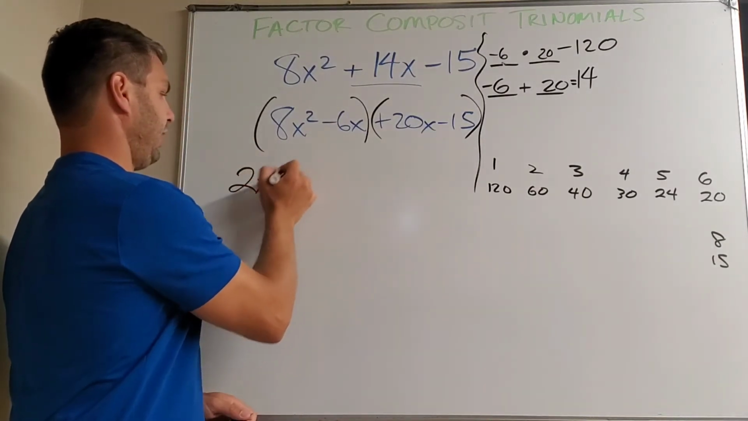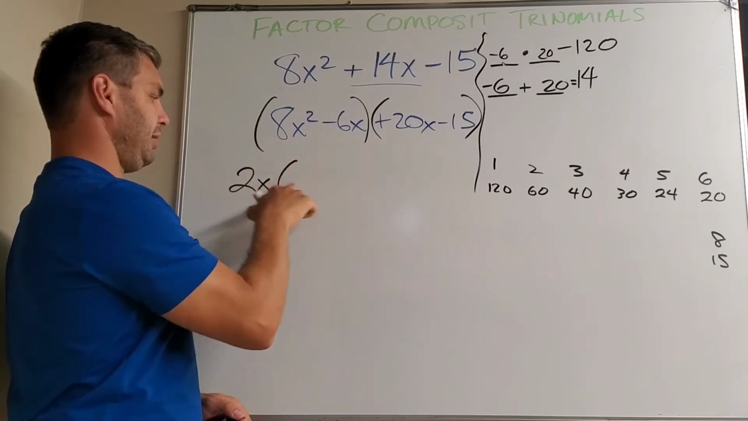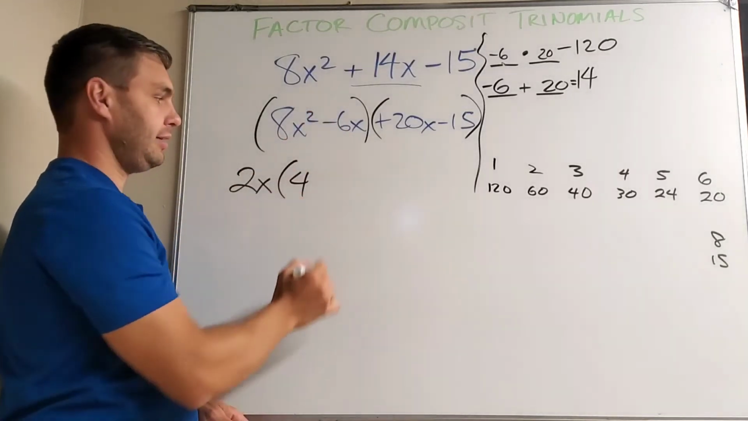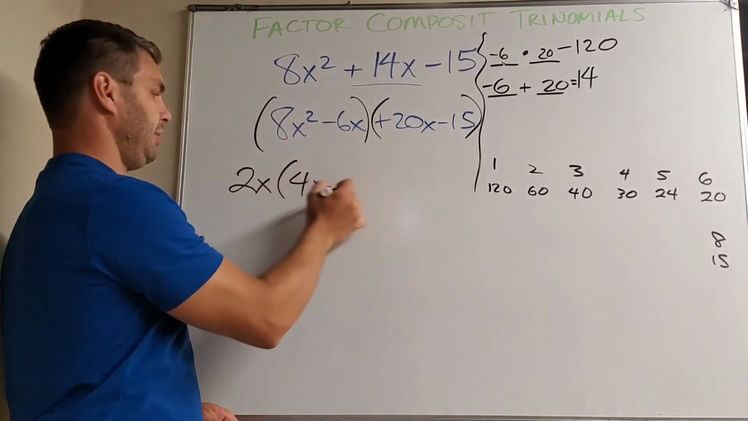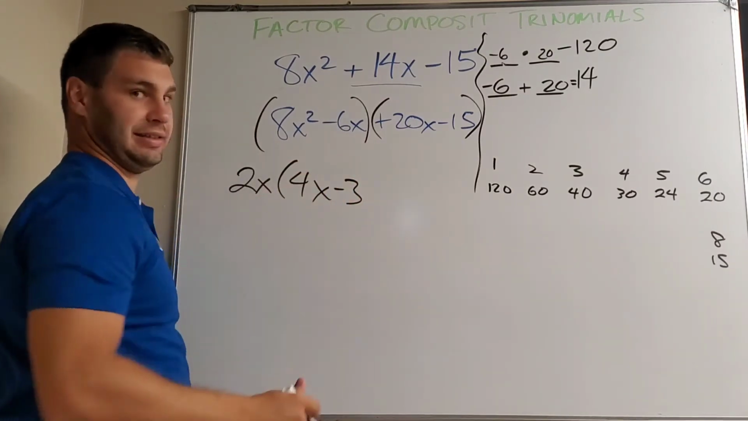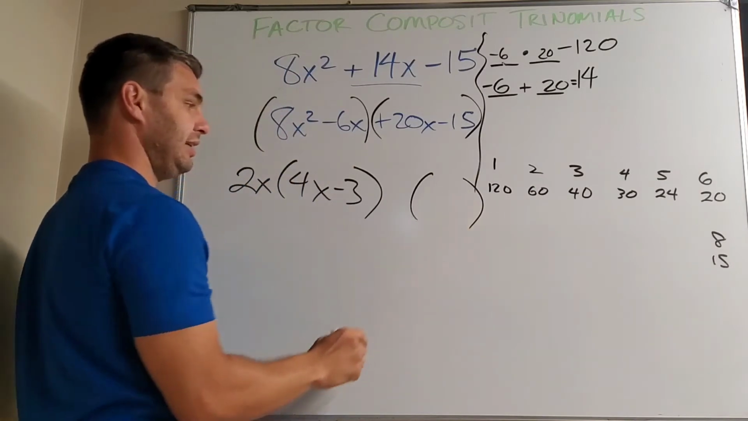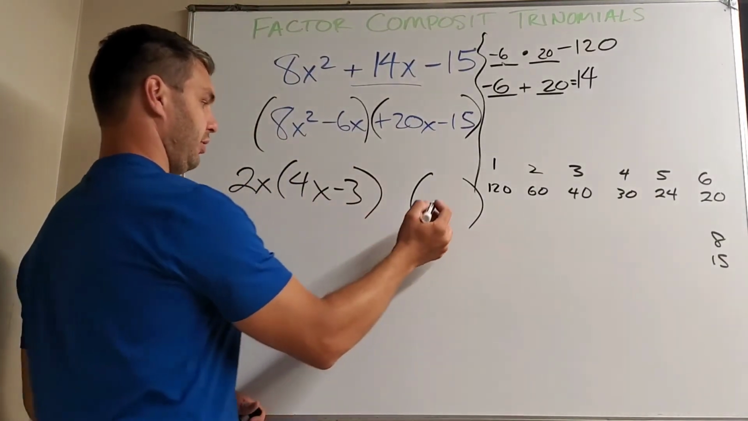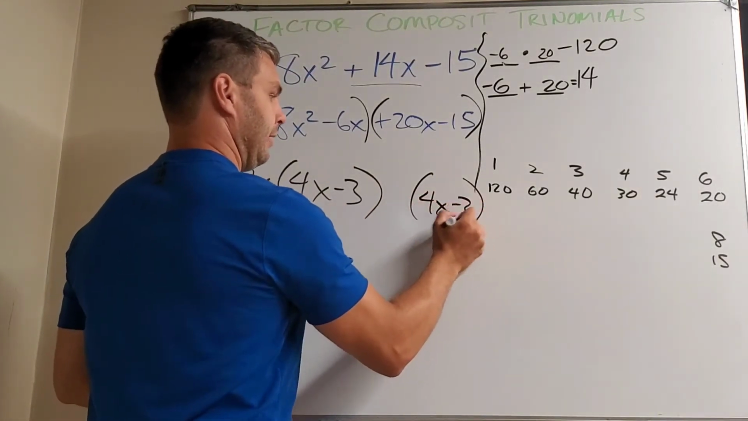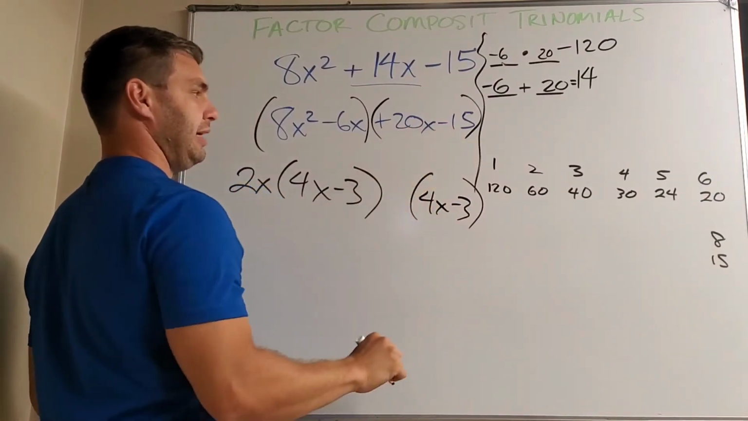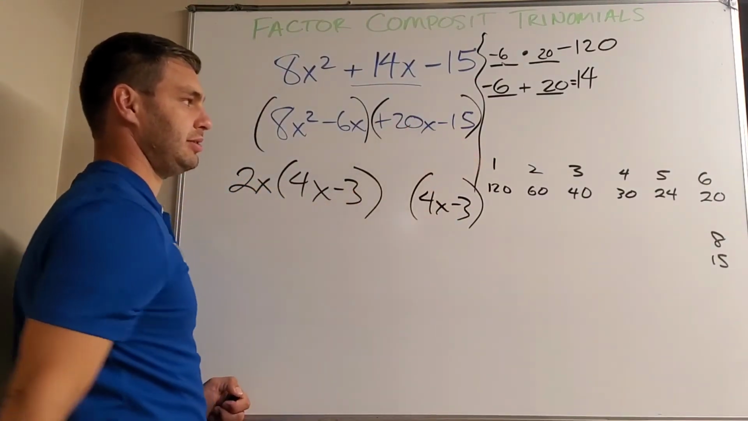Left over, 8 divided by 2 is 4. X squared divided by x is x. Negative 6 divided by 2 is negative 3. X divided by x cancels. Because this is factoring by grouping, I also need this set of parentheses to equal 4x minus 3. And in order for that to happen, I would have to take out what from this top group?